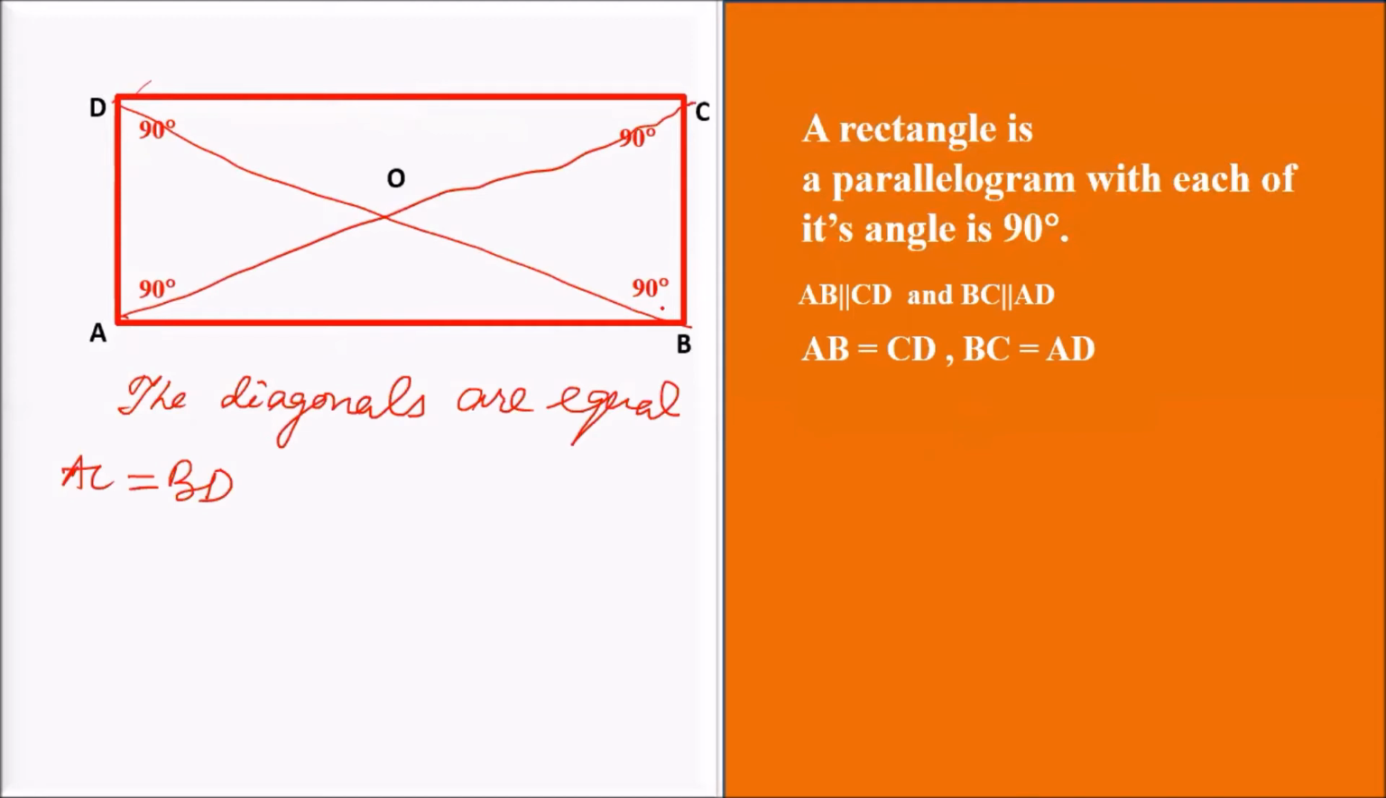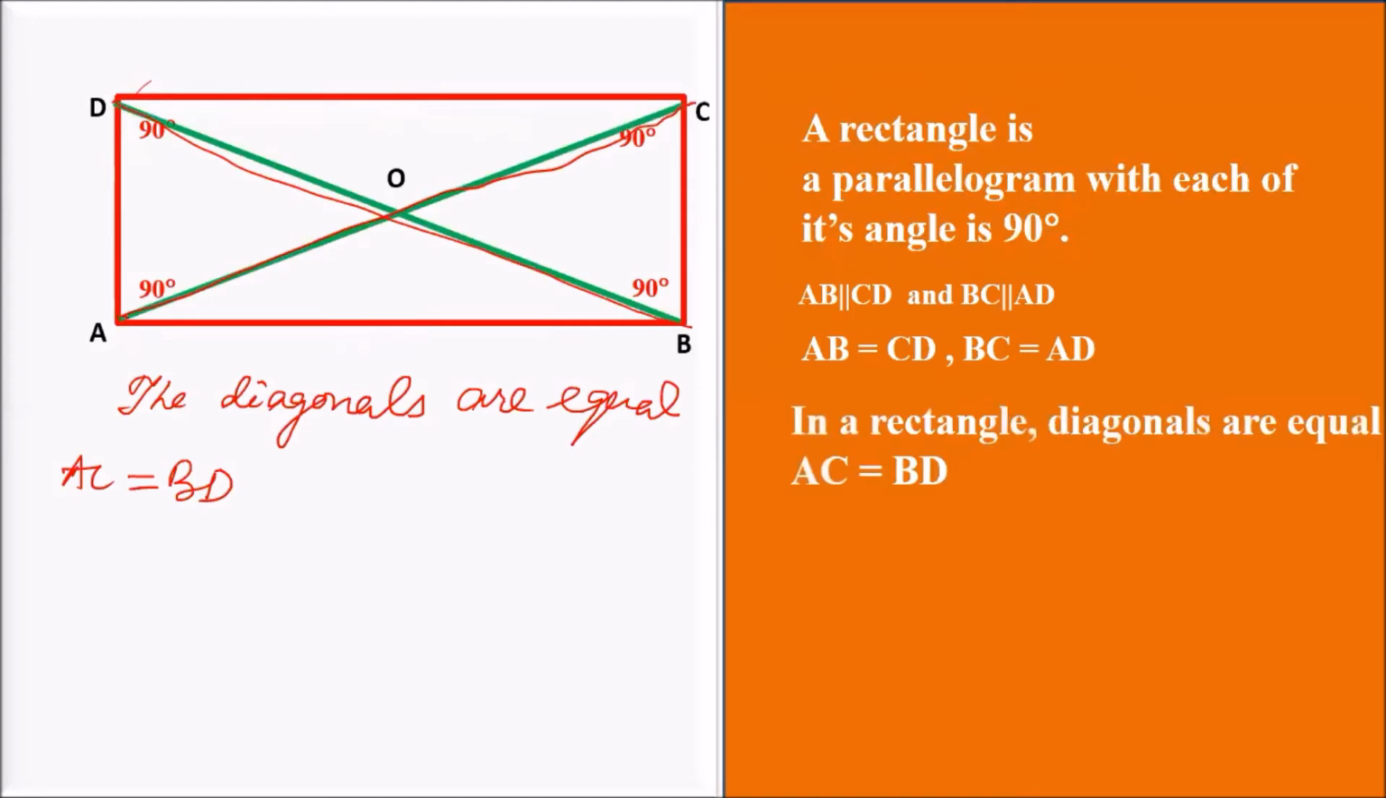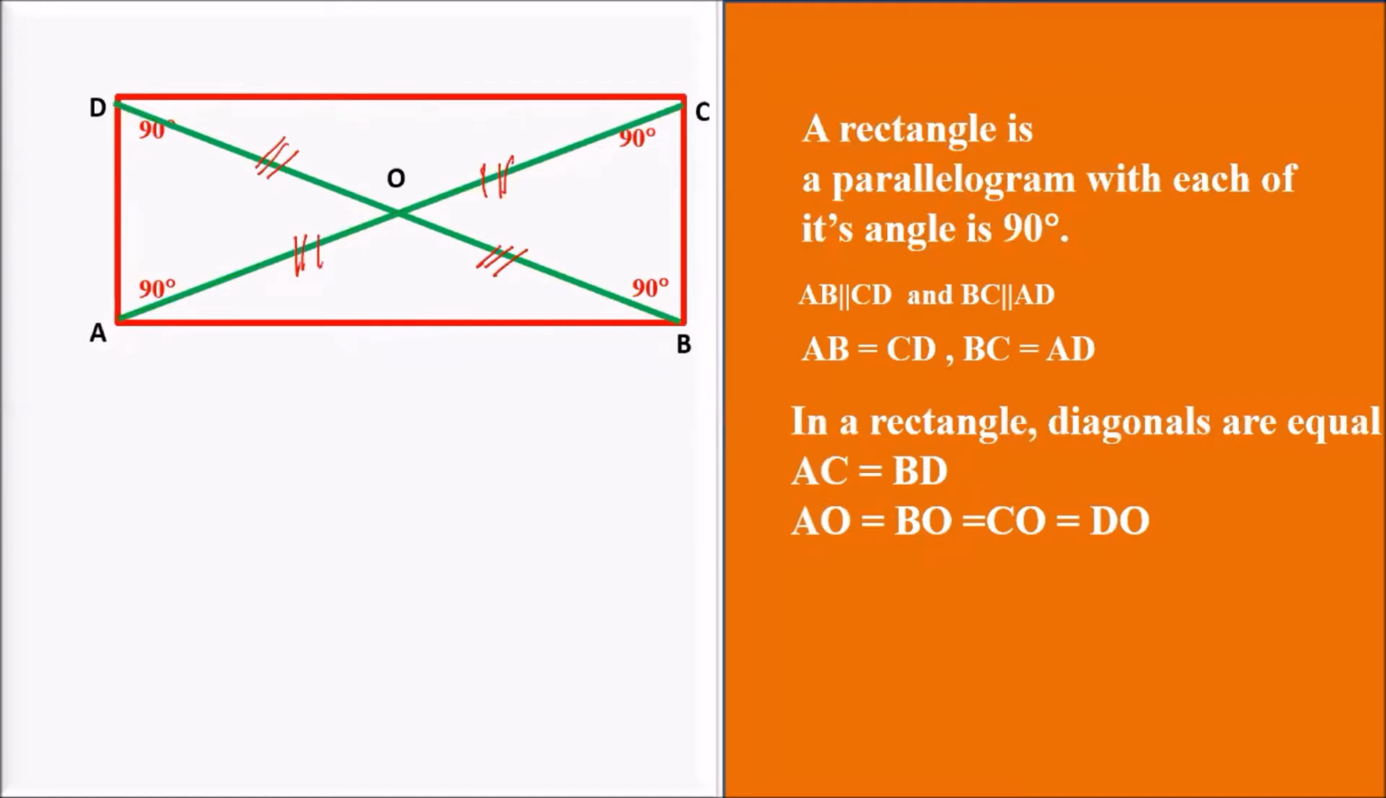And what other property is left from the parallelogram? Yes, the diagonals bisect each other. The diagonals also bisect each other. So AO is equal to OC, BO is equal to DO, and here all will be equal to each other. AO is equal to BO is equal to CO is equal to DO.